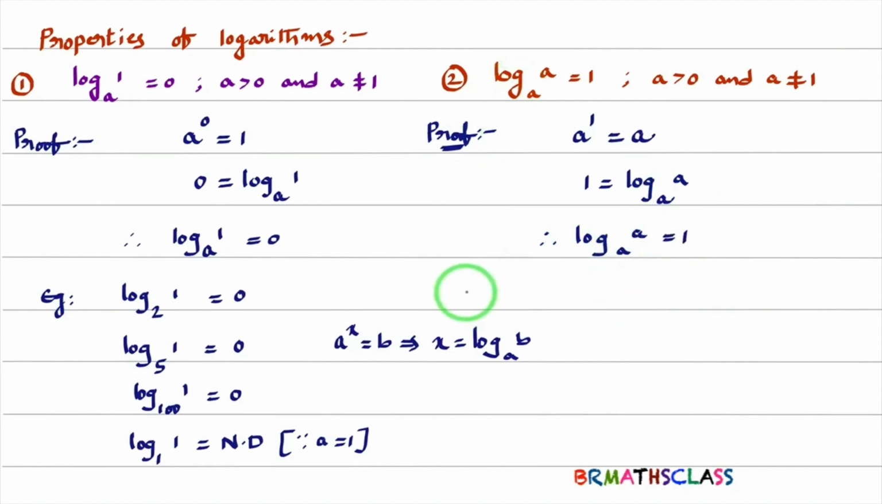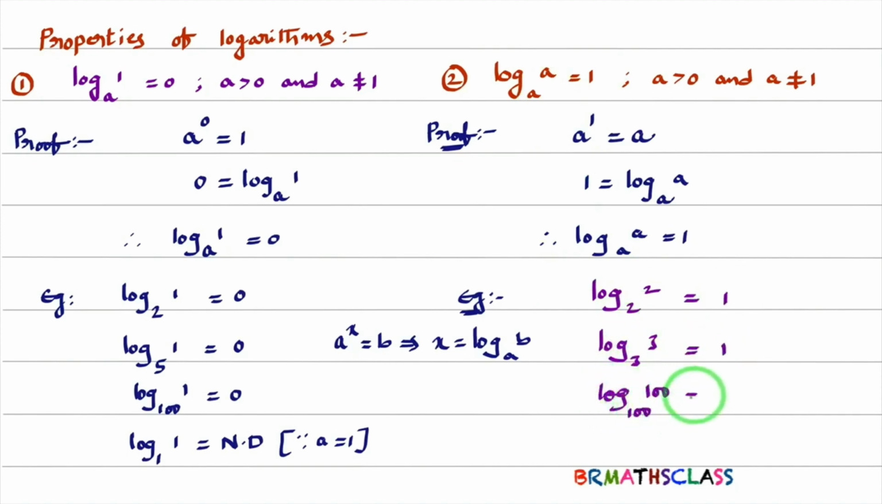For example, you see log 2 base 2. What is the value of log 2 base 2? We know that log A base A value is 1. So what is log 2 base 2? Log 2 base 2 is 1. Log 3 base 3. What is log 3 base 3 value? It is 1. Log 100 base 100. What is its value? We know that log A base A value is 1.